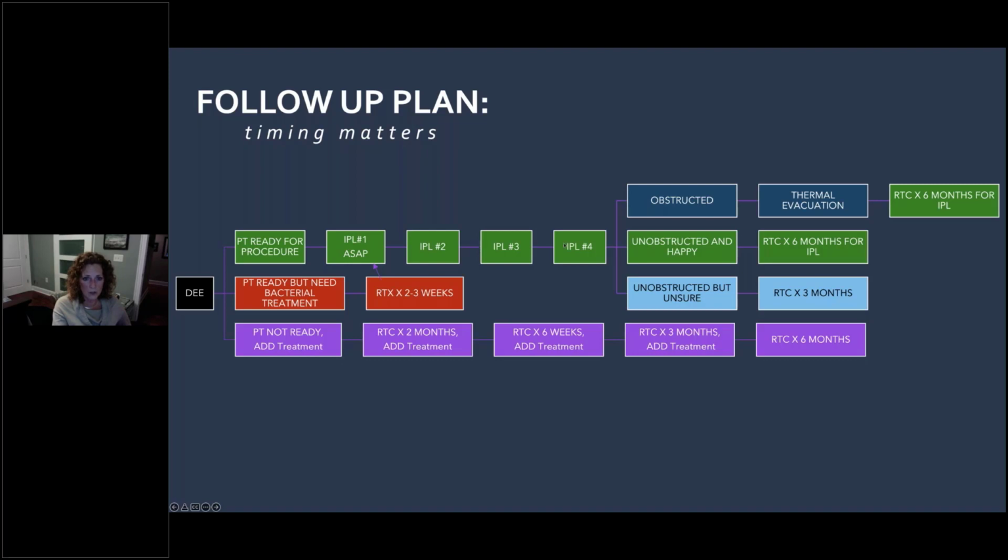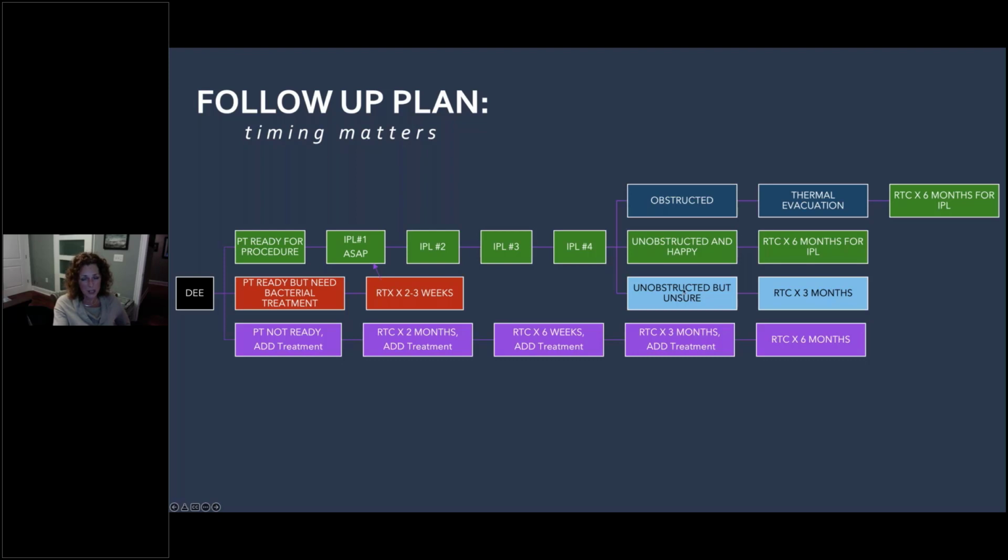1, 2, 3, 4. I want to do that before I go with thermal evacuation because I want my inflammation under control. I don't want the glands filling back up with thick meibum. So at the end of the 4th IPL, if they're unobstructed and happy, great, I'll see you in 6 months. And we just went down to a twice-a-year visit where we're doing IPL at each one.